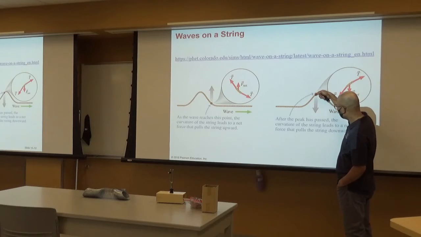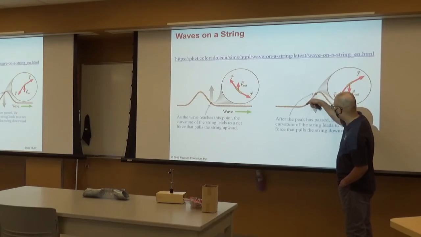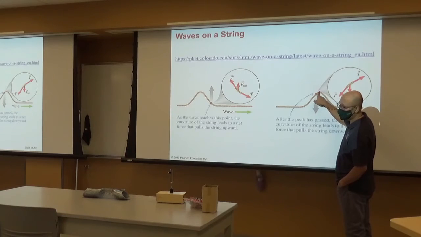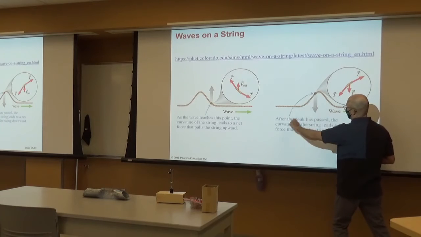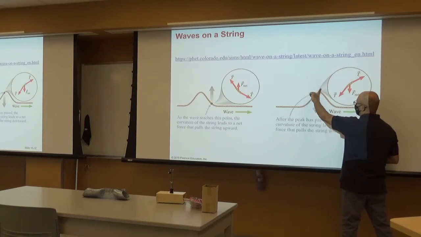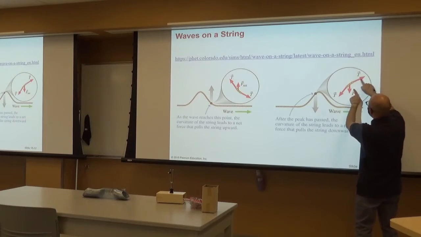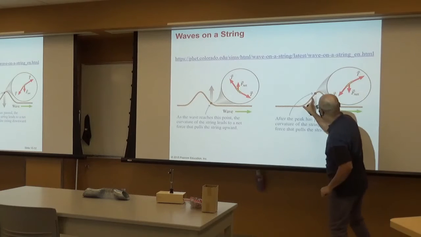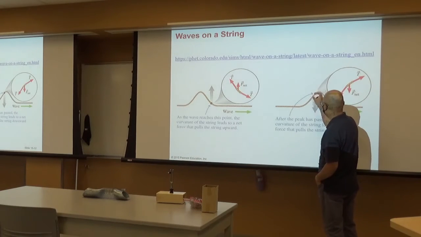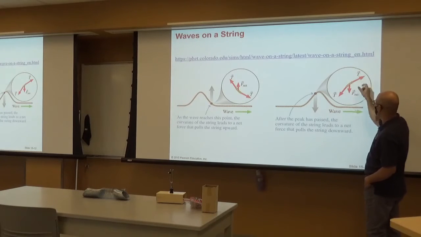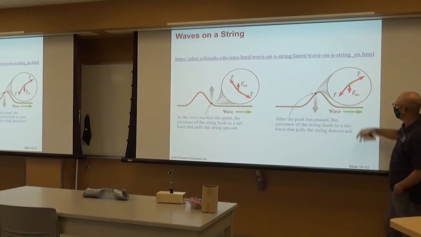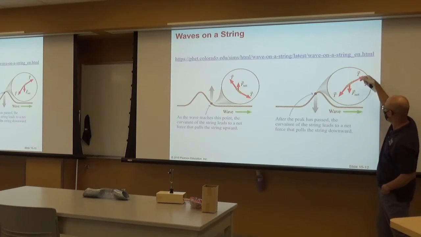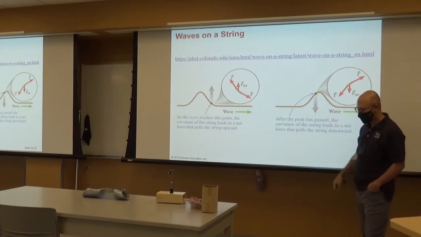So this part pulls it down, and this part tries to retain its original state. There is a downward tension and an upward tension, but the downward tension is bigger than the upward tension. That means the net is down, so the net tension is along the downward direction.